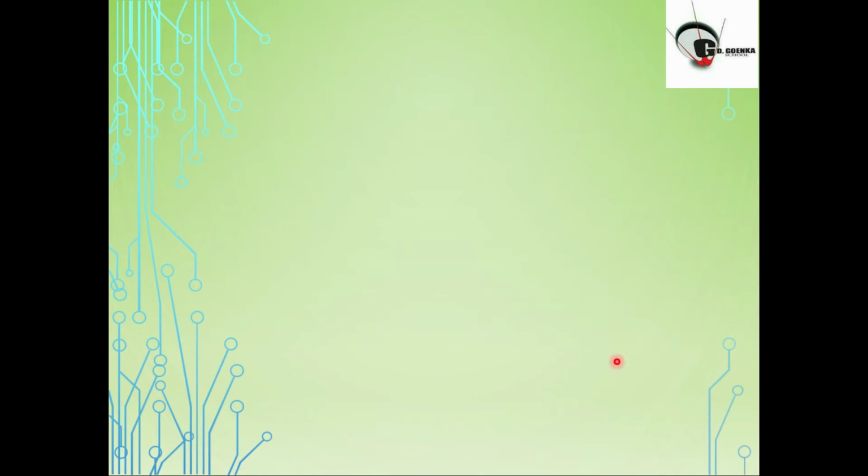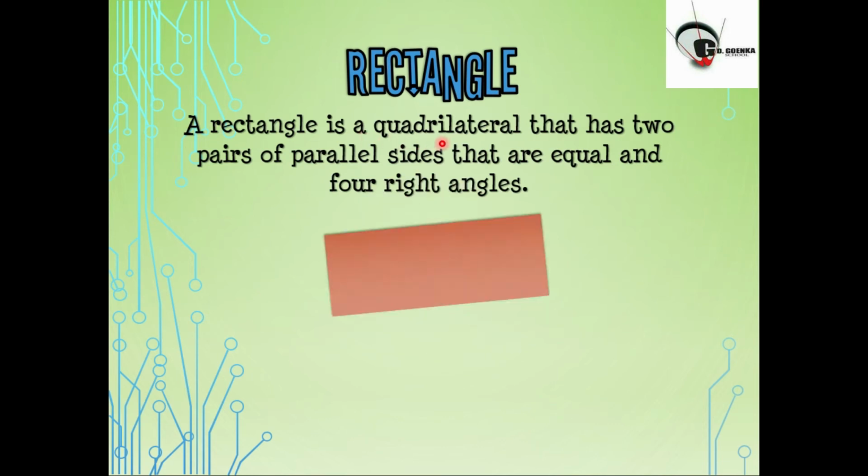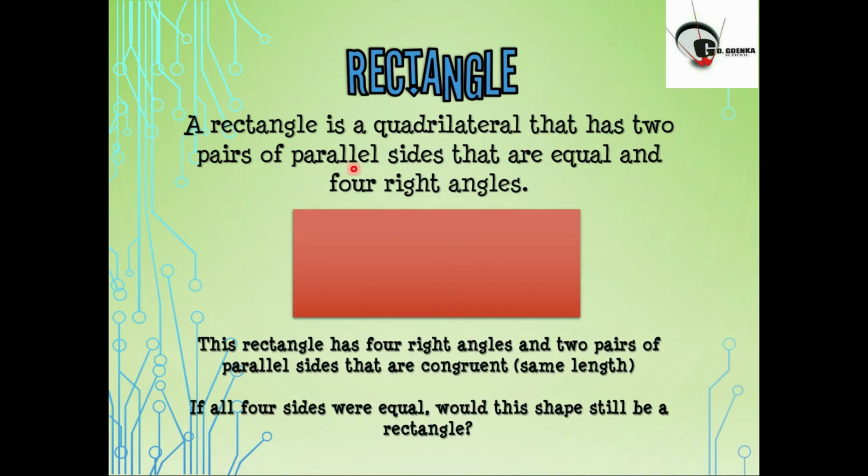Now the second type is rectangle. A rectangle is a quadrilateral that has two pairs of parallel sides that are equal, and four right angles. So what are the two pairs? One pair is this one: this side and this side, these are parallel. This side and this side are parallel, this is the second pair. So we have two pairs of parallel sides and four right angles like a square. We have all four right angles.